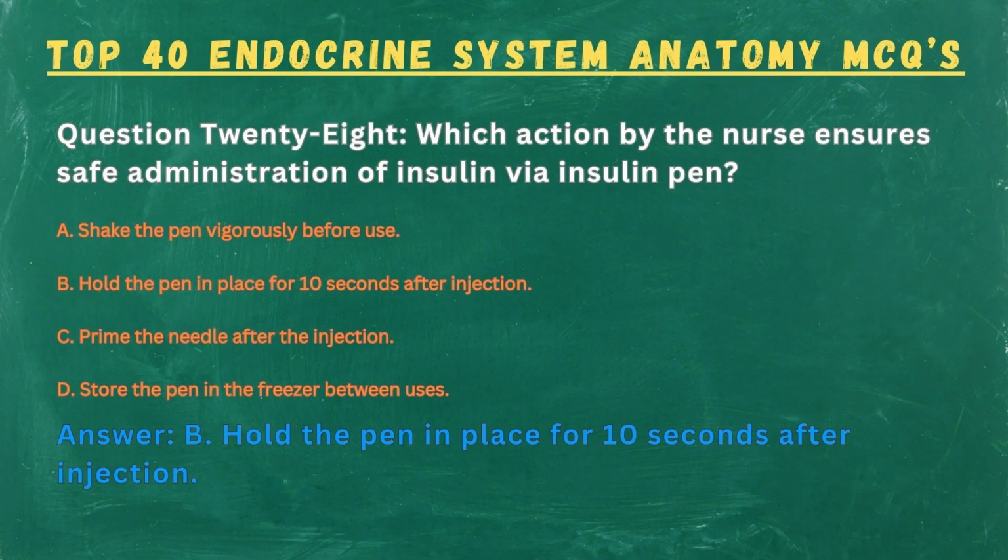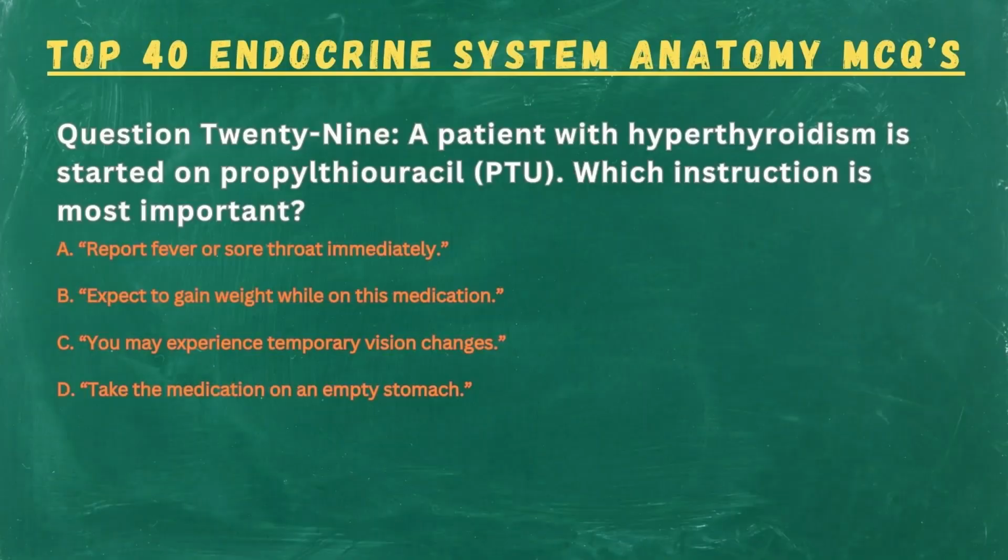Answer: B. Hold the pen in place for 10 seconds after injection. Question 29. A patient with hyperthyroidism is started on propylthiouracil, PTU. Which instruction is most important? A. Report fever or sore throat immediately. B. Expect to gain weight while on this medication. C. You may experience temporary vision changes. D. Take the medication on an empty stomach.